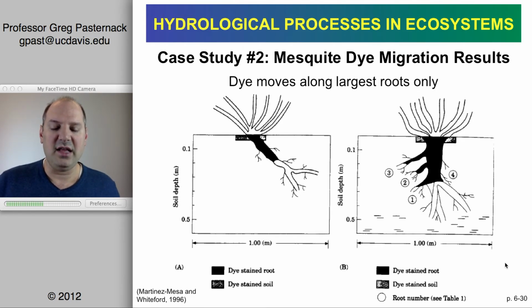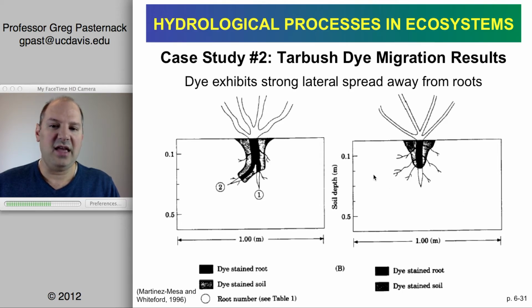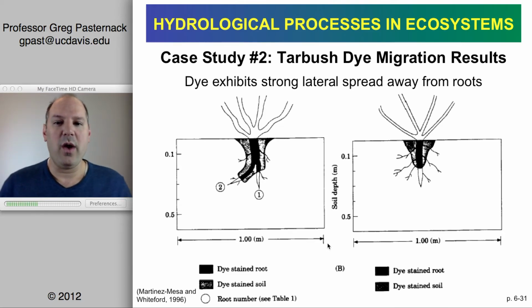When we look at mesquite, there tends to be one larger root and then disproportionately small roots, and you don't see much dye along those really small roots. They tend to stay along the major root. And so there's not as much at the ground surface. It tends to be funneled down along that main root. And then finally, in the case of the tar bush, the root system is relatively small, so you see more lateral spreading of the dye away from the root rather than just moving along the root. So those are different patterns. The dye is indicating where the water is going to flow in those different systems.